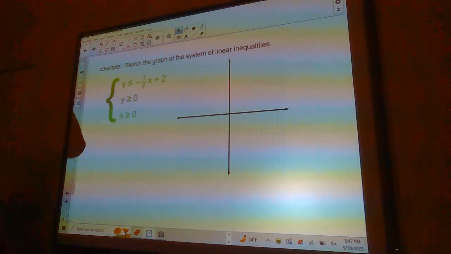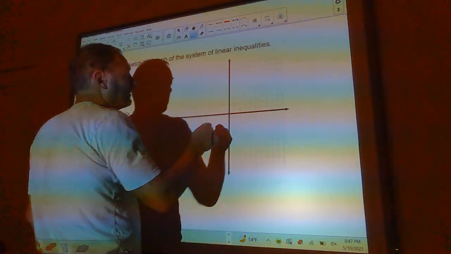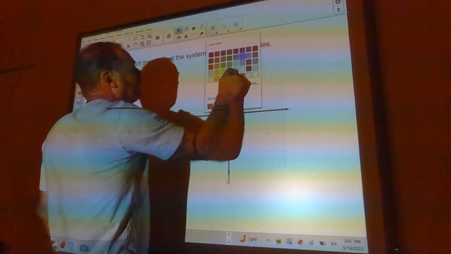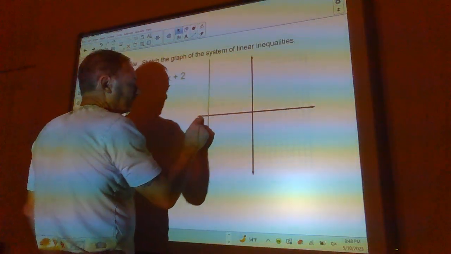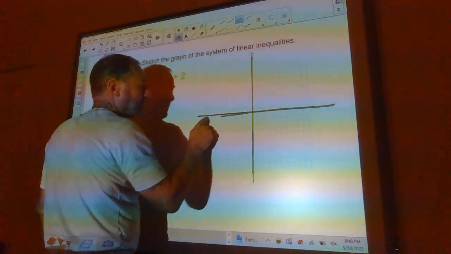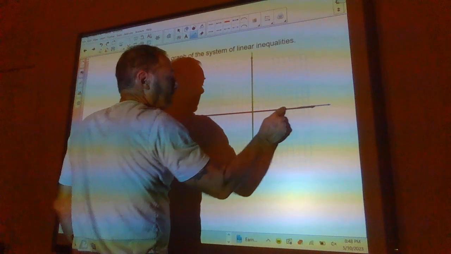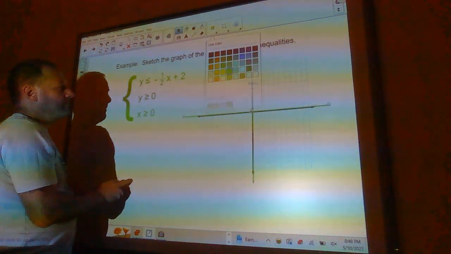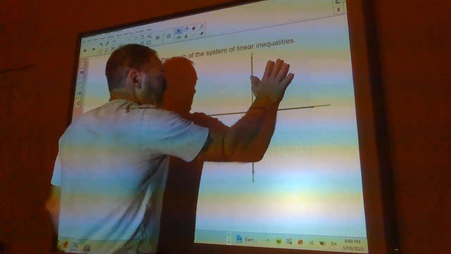Another one very similar to the first one. My first line: x is going to be greater than 0, so it's going to be a vertical line right here. Let's make that line green this time, and it's solid. I also have another line that's going to go this way. Let's make this line also green. It's going to be greater than that, so I'm going to be on this side of the graph, up in this quadrant right here.